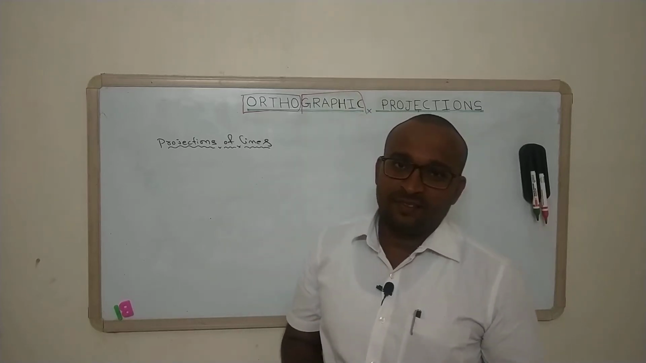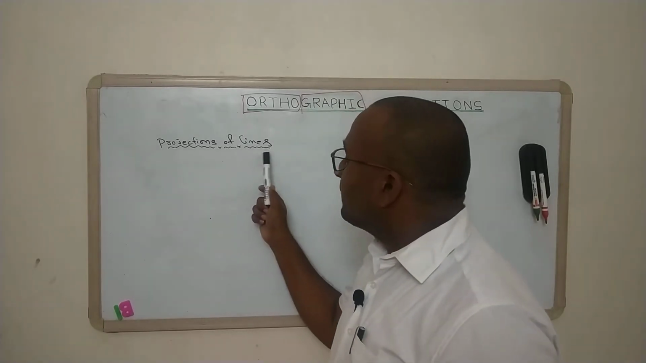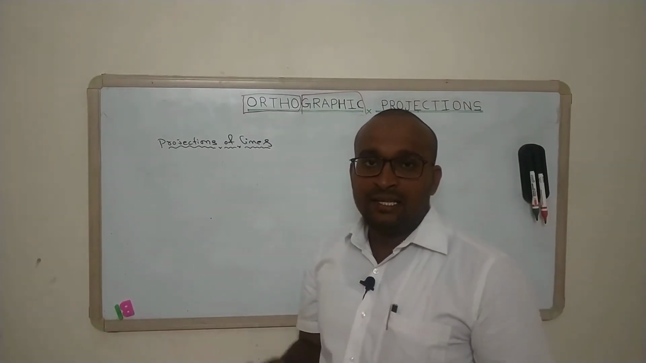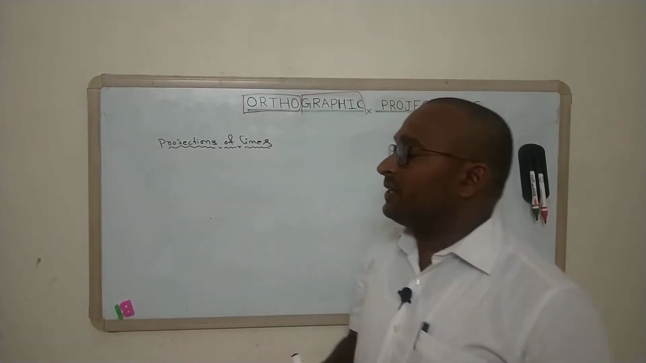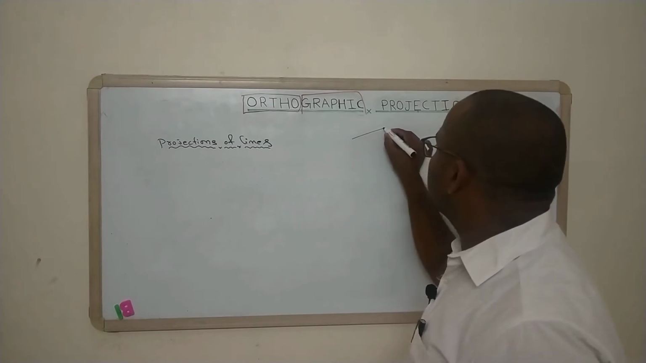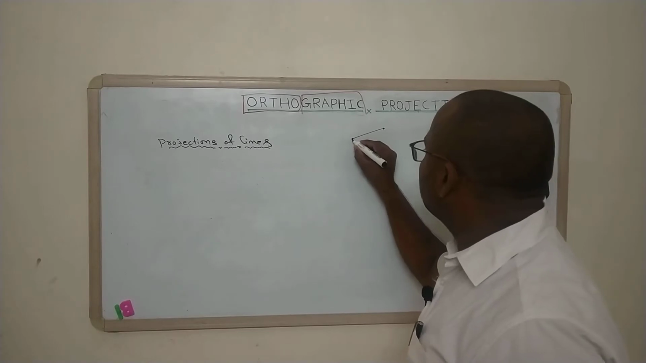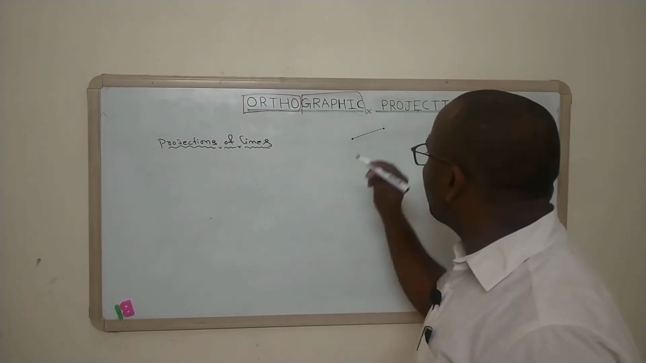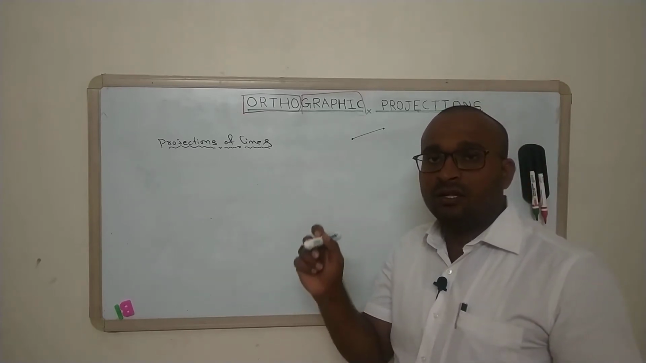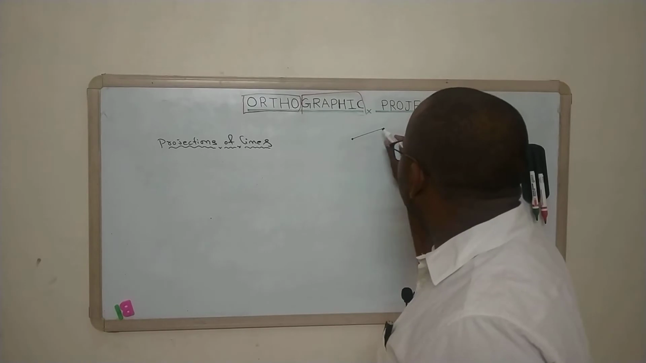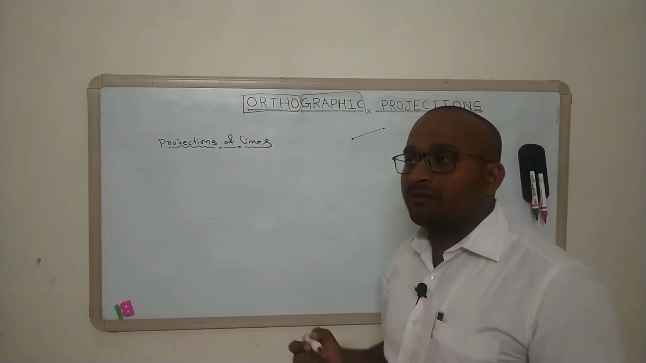Hello viewers, today we are going to discuss projections of straight lines. Basically, a line is the shortest distance between two points. These two endpoints are projected onto the screen, either on the vertical plane or on the horizontal plane. So accordingly we will get the projection of lines.